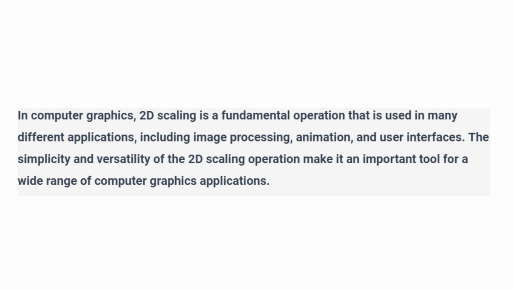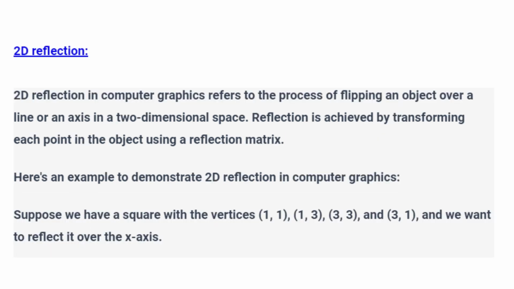In computer graphics, 2D scaling is a fundamental operation that is used in many different applications, including image processing, animation, and user interfaces. The simplicity and versatility of the 2D scaling operation make it an important tool for a wide range of computer graphics applications. 2D reflection. 2D reflection in computer graphics refers to the process of flipping an object over a line or an axis in a two-dimensional space.